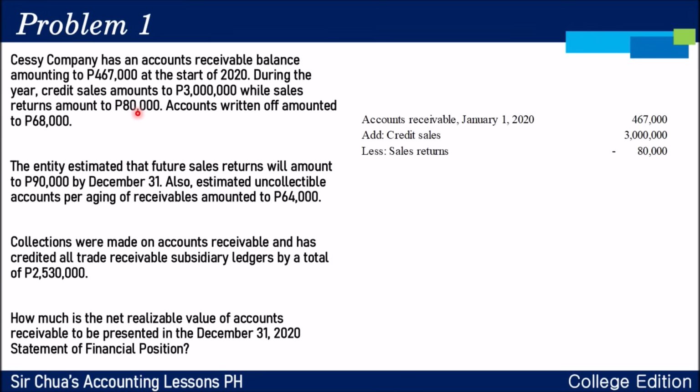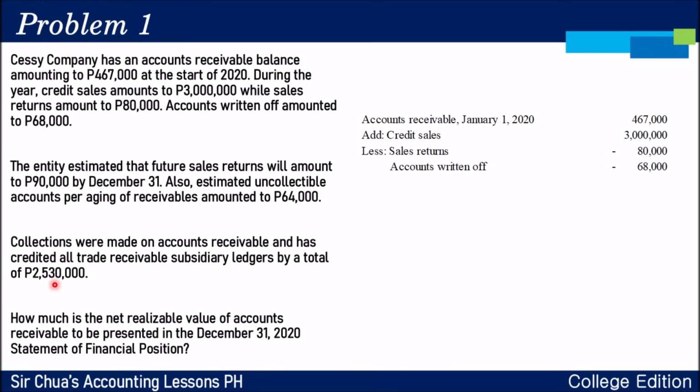Okay? And then syempre nagkaroon po ng write-off na 68,000. So they determined na hindi na ma-receive yung 68,000, so minus 68,000. Okay. And remember, binabawasan po natin yung receivable sa mga amount na na-receive na natin. So sabi po dito, collections were made on accounts receivable and kinredit na po lahat ng subsidiary ledger.